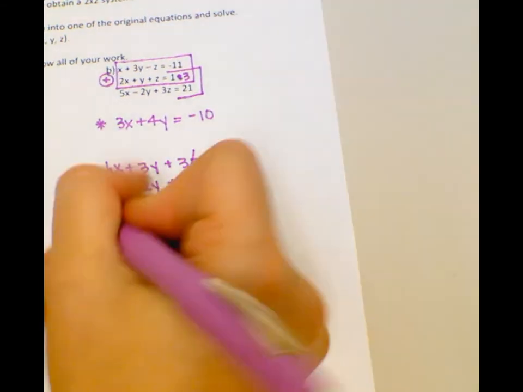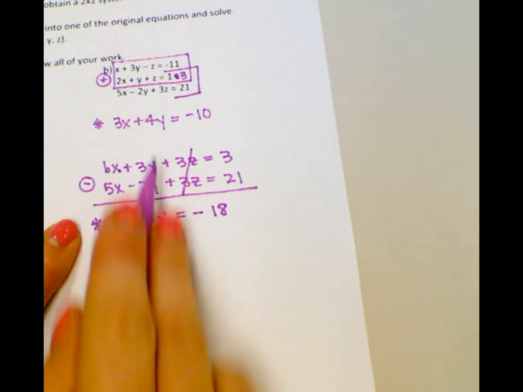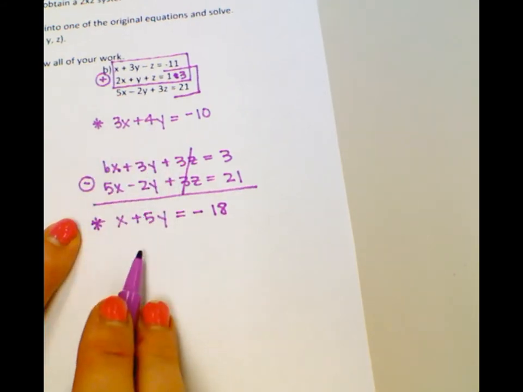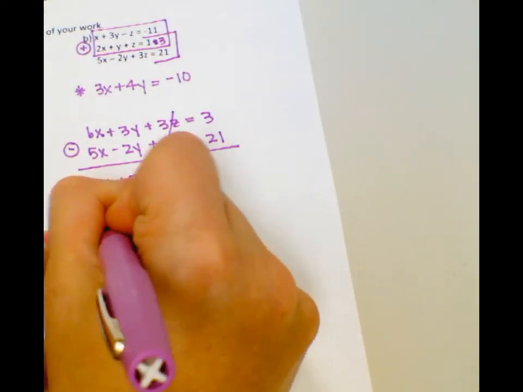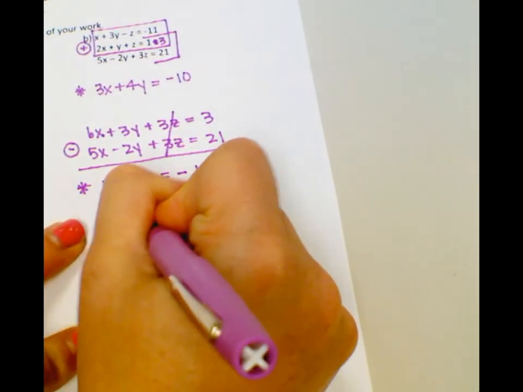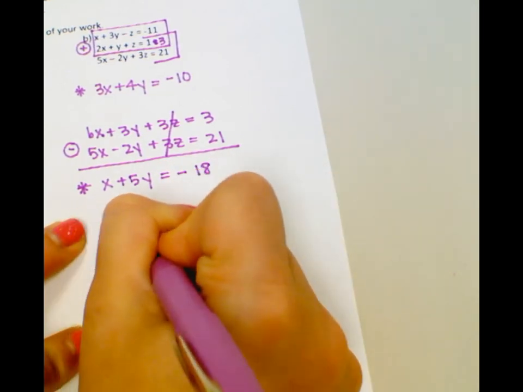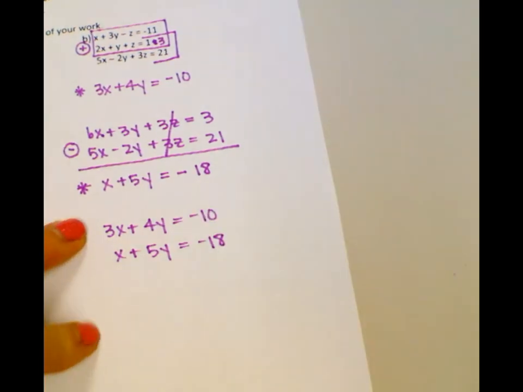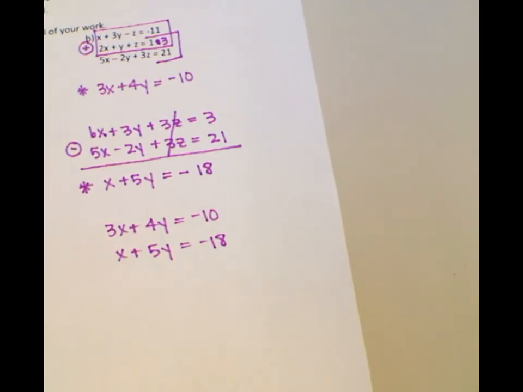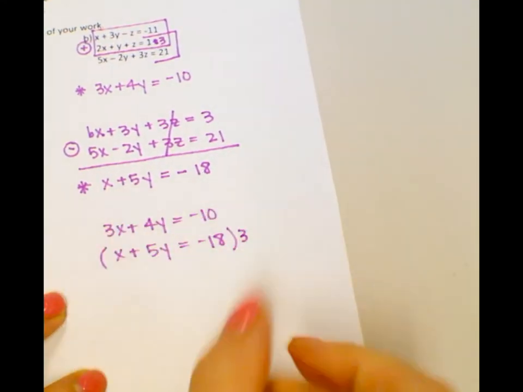Okay, now look, here's your other 2 by 2. See, x and y, x and y. You got your 2 by 2s. So, who do you want to try to get rid of? We have 3x plus 4y equals negative 10. And you have x plus 5y equals negative 18. This is what you have. Who are you going to get rid of? I would probably do the x's. So I would probably multiply this whole thing by 3 so it's the same.